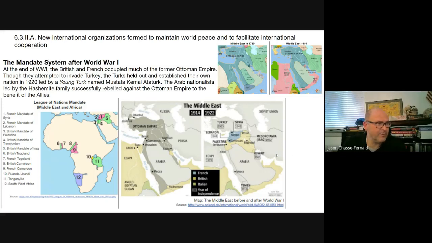So what are we seeing here? We're seeing the former German colonies, the former Ottoman lands, right? They're largely going to be chopped up into these different mandates. I mean, that's what you're seeing there.